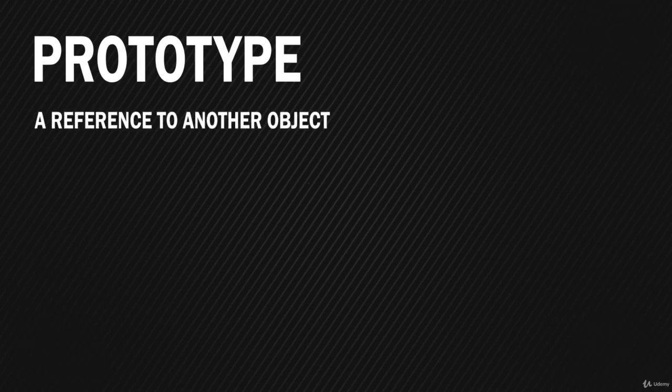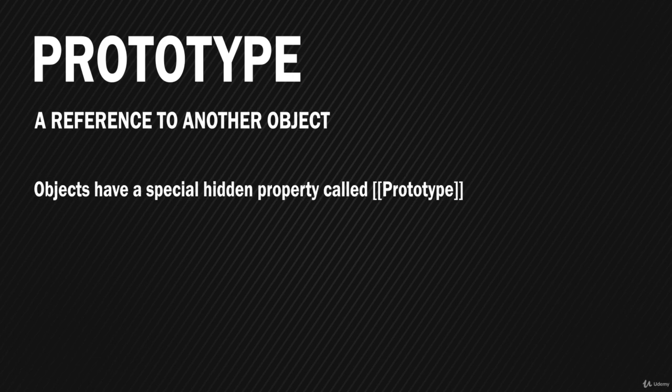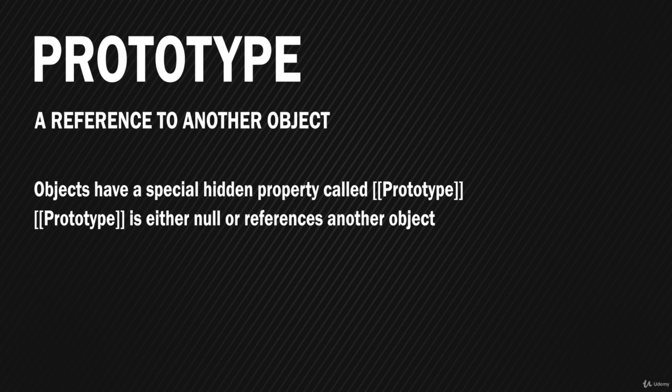We've seen that objects have a special hidden property called prototype. And again, don't be intimidated by those double square brackets. All that means is that in the specification, it's a hidden property. And this prototype is either null or it references another object. And this other object is called a prototype.